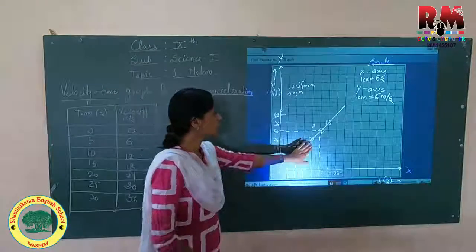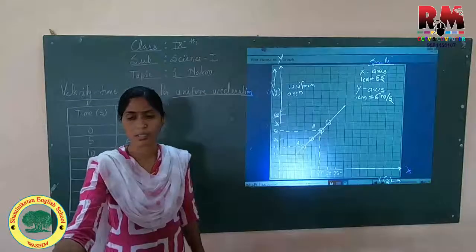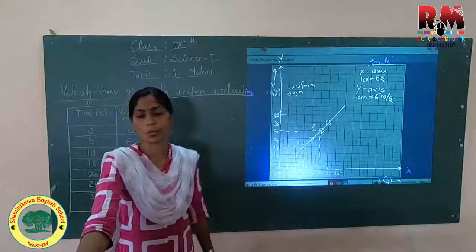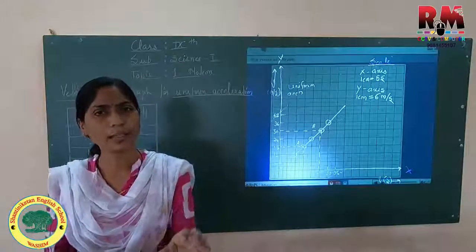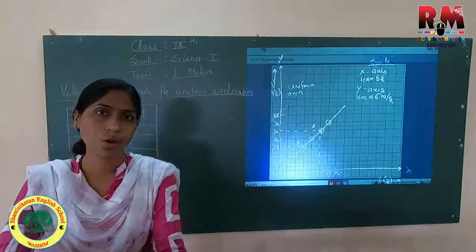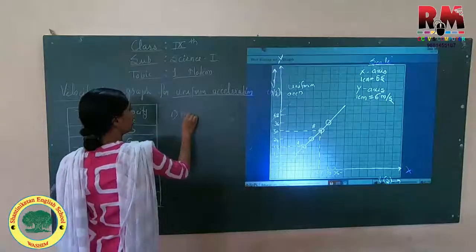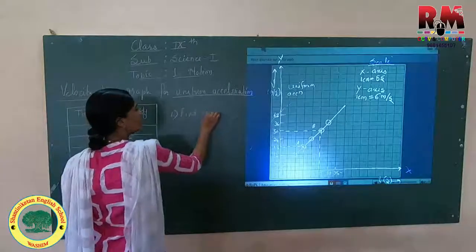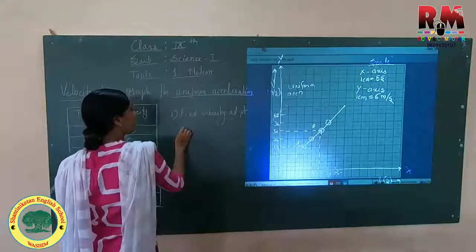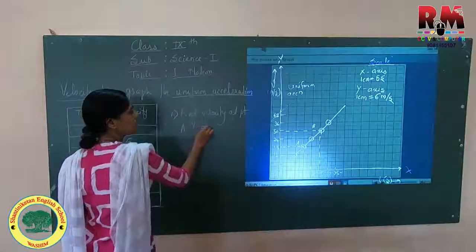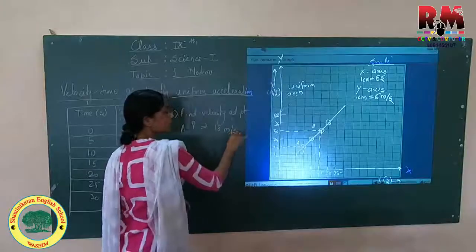Okay. Now here there are various points. I am just asking you about these 2 points. What is the velocity? What is the acceleration coming? It's very simple to find the acceleration. You can even find the average velocity or velocity. Suppose my question is, find the velocity at point A. So what will be your answer, children? At A, it is 18 meters per second.